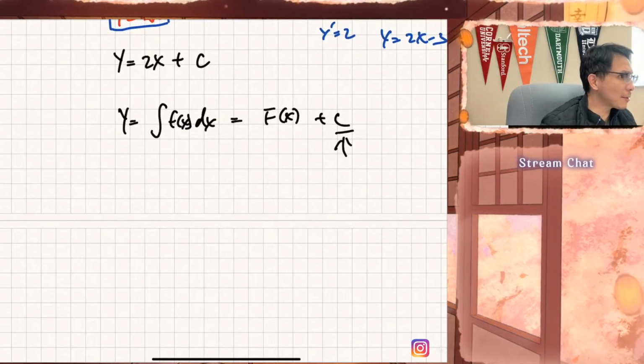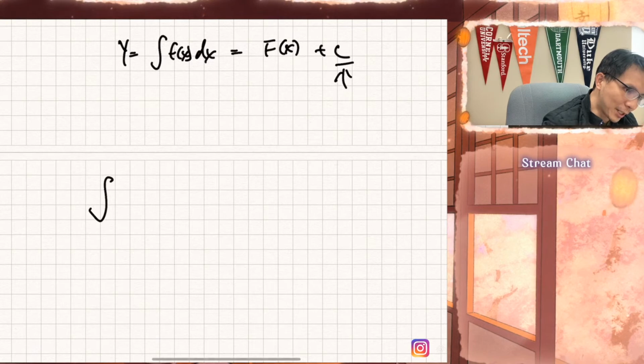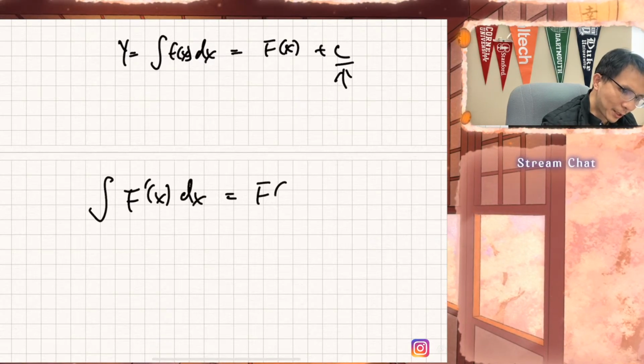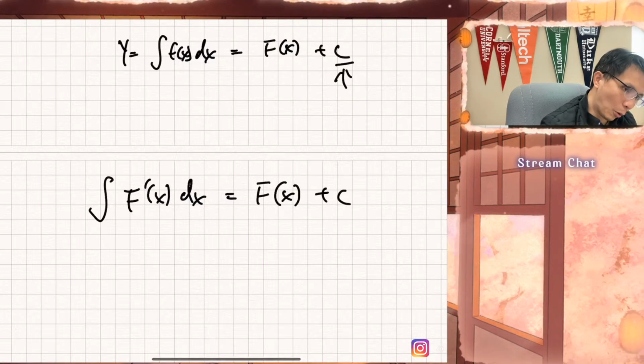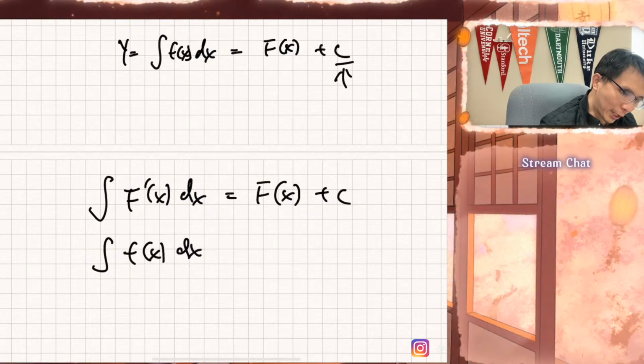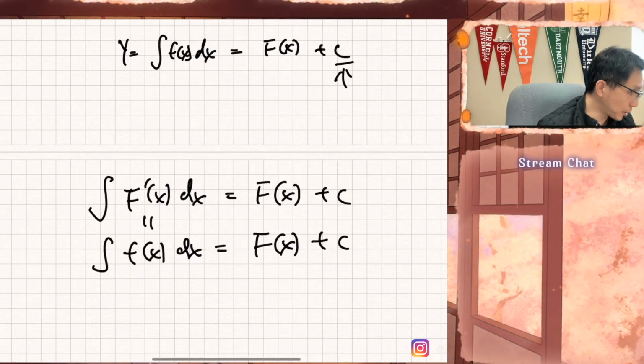Am I going too fast? Okay. So that means the integral of f prime of x dx just means f of x plus C. Or it could be written in this way, and I'm okay with this way as well, because we know these are equal to each other.